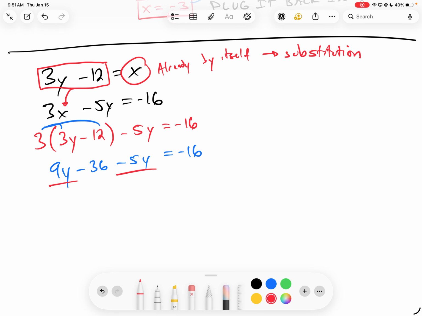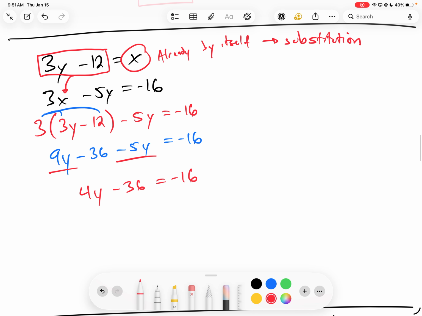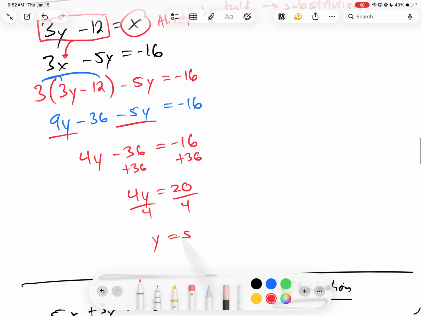9y minus 5y would be 4y. Now we've combined all of the things that we can. This has a y, this one doesn't. Add 36 to both sides. So I get 4y equals 20. Divide by 4, and y is equal to 5.